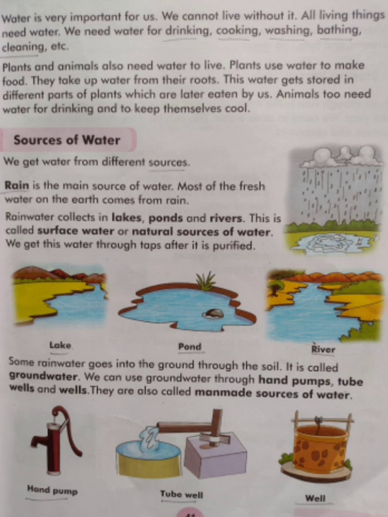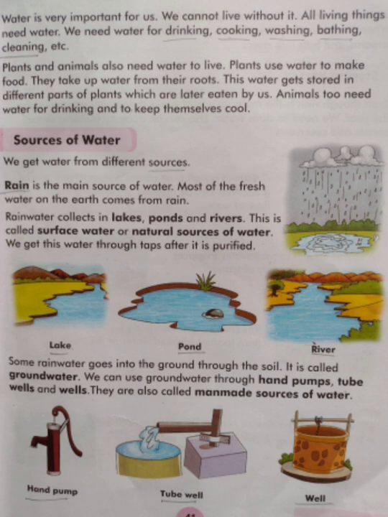because when we water the plants, we are giving the water to their roots and the water is stored in their roots. When the water is stored in the roots, then from the roots the water goes to the different parts of the plant which are eaten by us. And in the same way animals also need water. Animals need water for drinking and to keep themselves cool. In the summer season, maybe you have seen that animals go into the pond where the water is very little. They just take a bath there, so they keep themselves cool there.